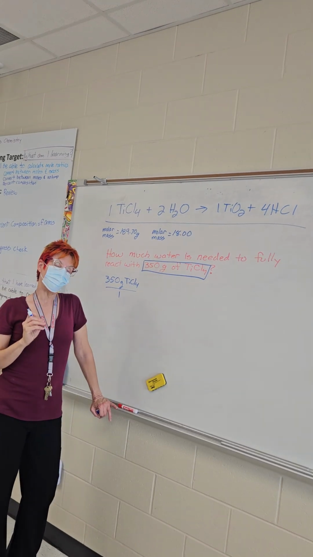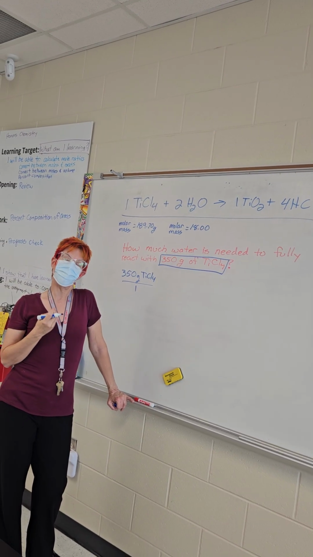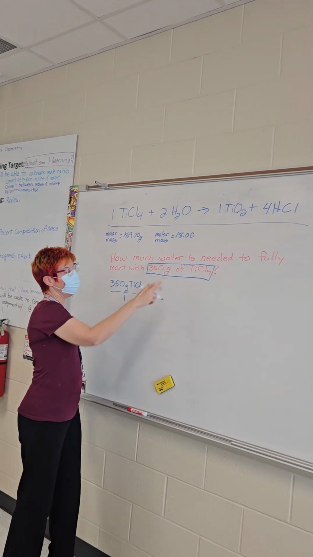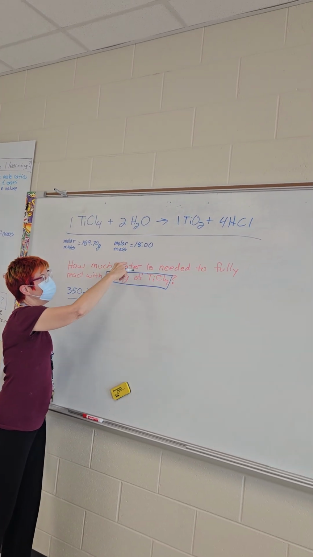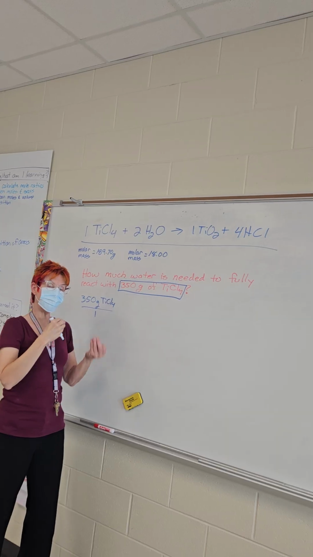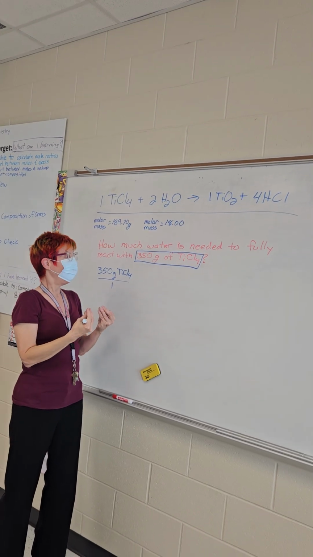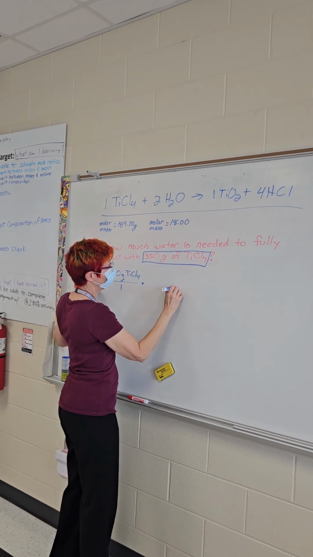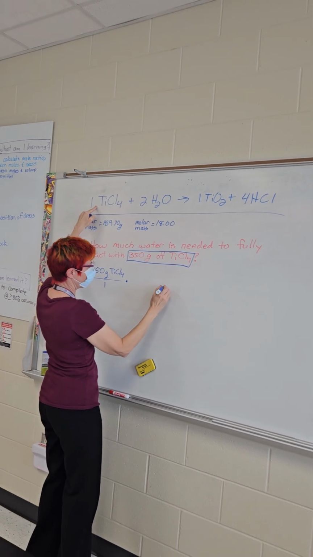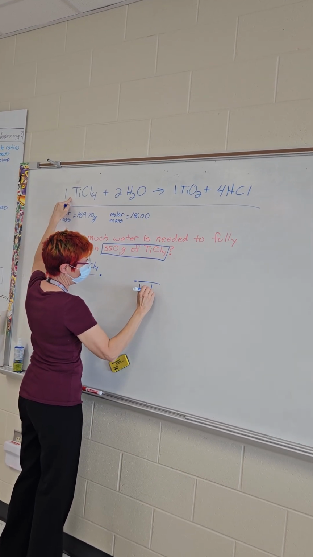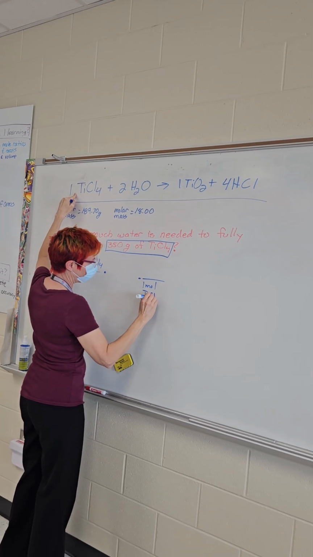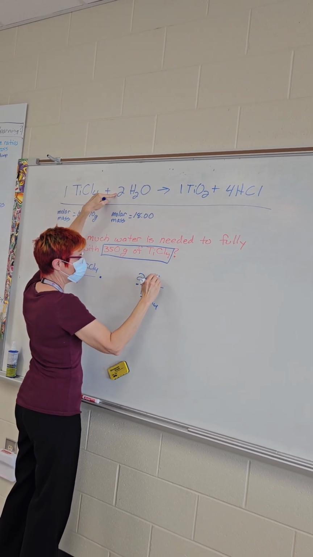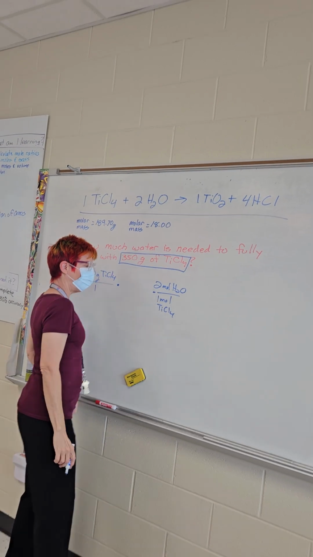I need you to go back to the very beginning of this unit. We started out with mole ratios. We started out by figuring, if I'm looking at titanium chloride and I am looking at water, what is that mole ratio? And I found out that the mole ratio in this equation is we have 1 mole of titanium chloride and 2 moles of water.